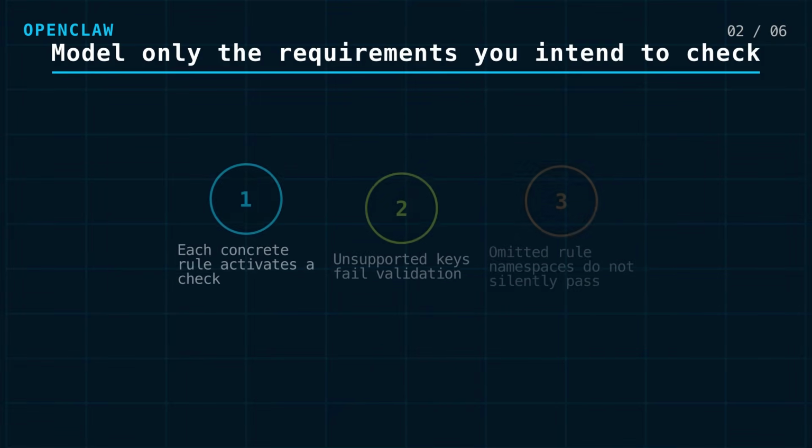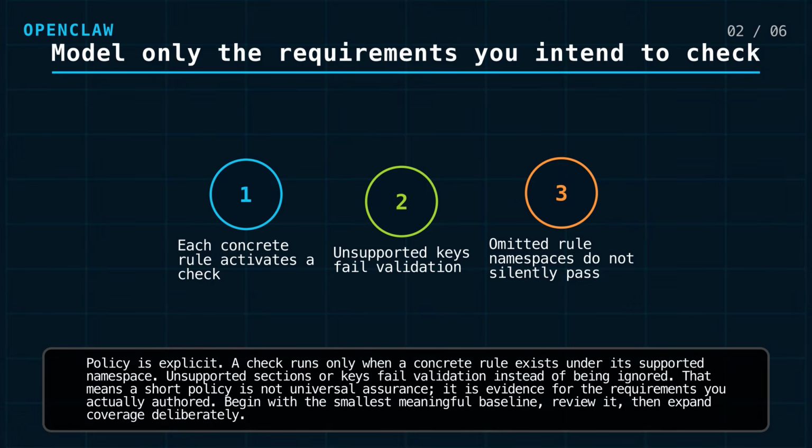Policy is explicit. A check runs only when a concrete rule exists under its supported namespace. Unsupported sections or keys fail validation instead of being ignored. That means a short policy is not universal assurance. It is evidence for the requirements you actually authored. Begin with the smallest meaningful baseline, review it, then expand coverage deliberately.